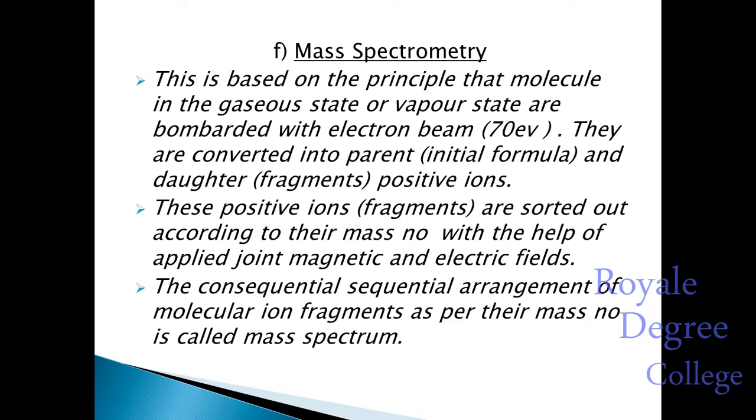These positive ions, which are considered to be fragments, are sorted out according to their mass number with the help of applied magnetic and electric fields. The sequential arrangement of molecular ion fragments as per their mass number is called the mass spectrum.